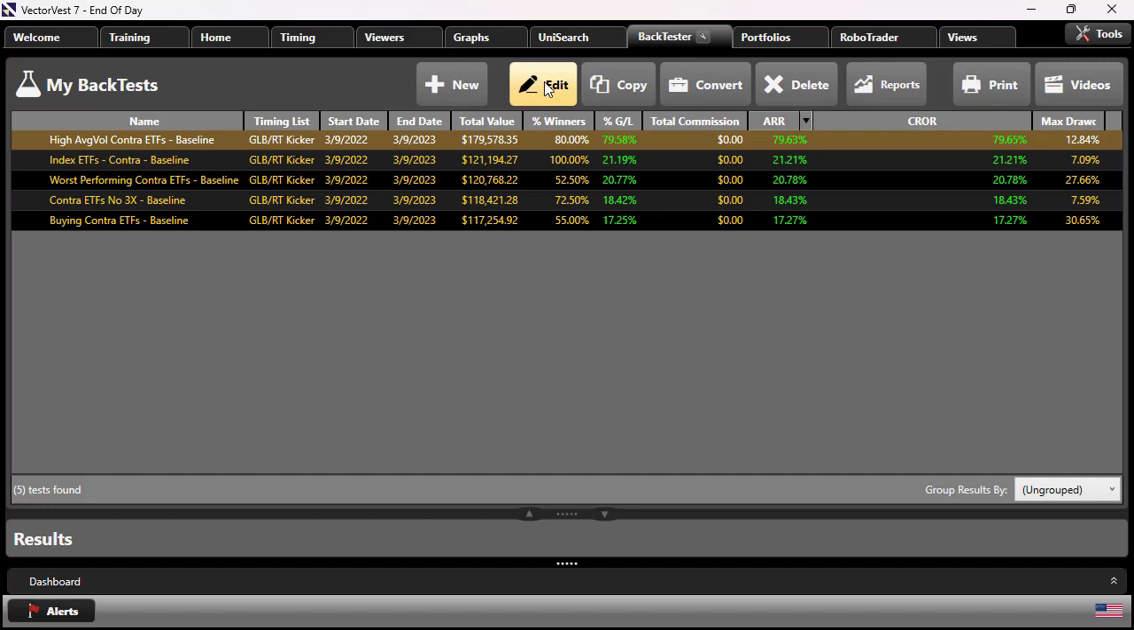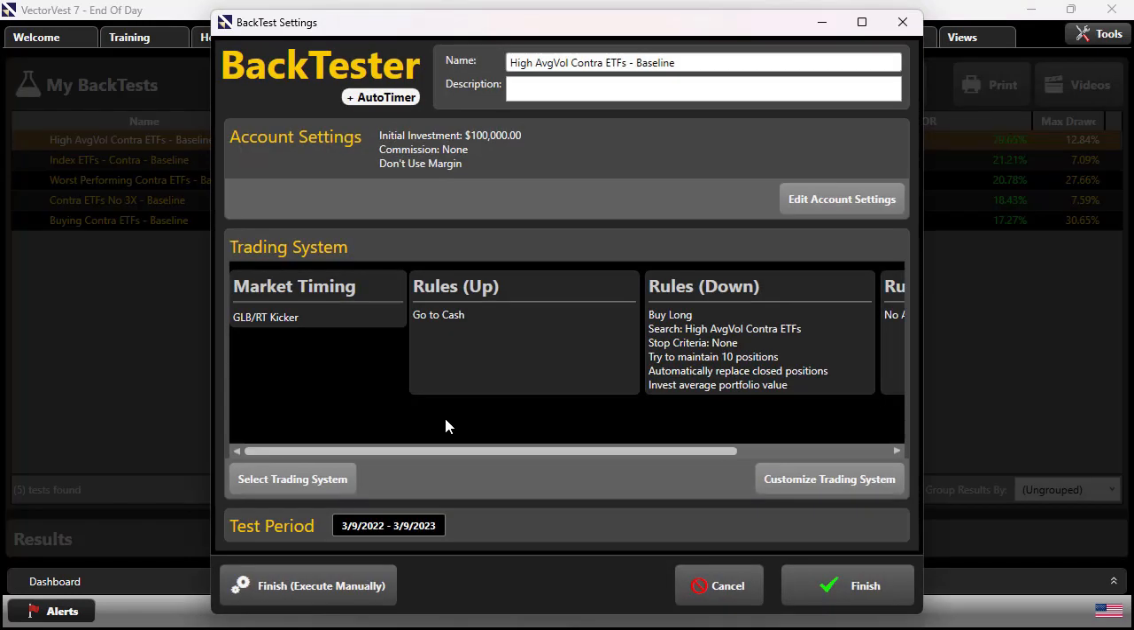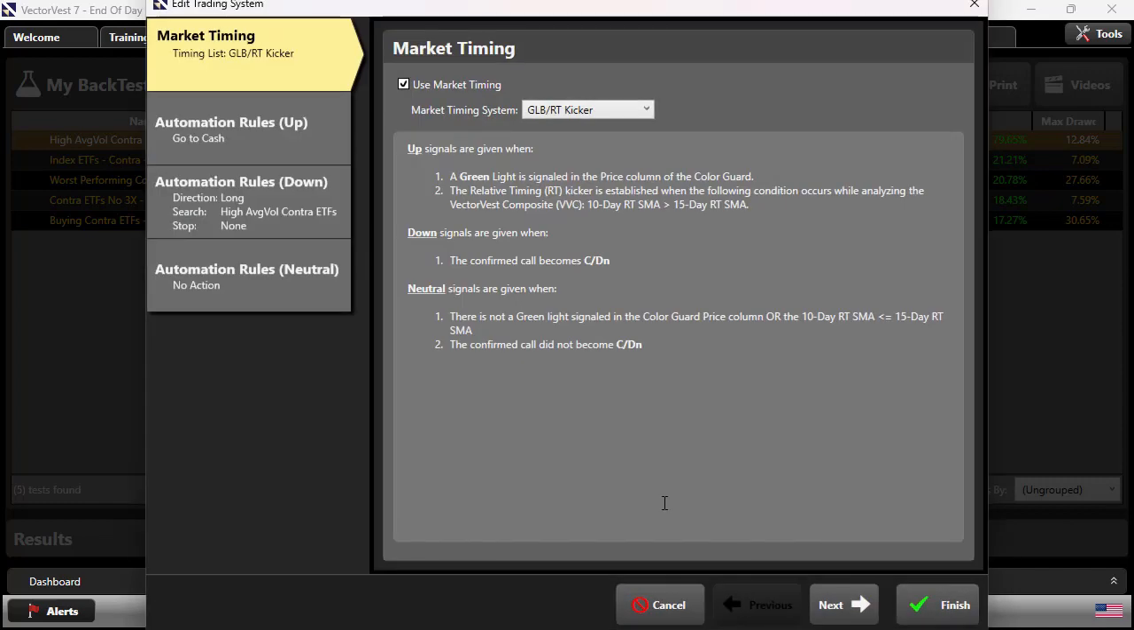looking at the high average volume contra back test. We'll click the edit button. And here are the settings for the back test. We had a $100,000 portfolio. We're charging no commissions. Here's the trading system overview and the test period, but let's customize the trading system so we can see the details of the system.